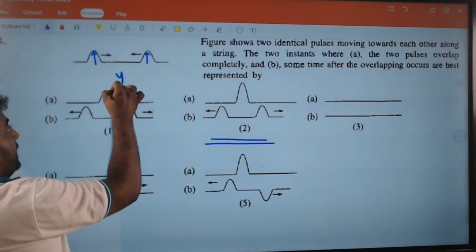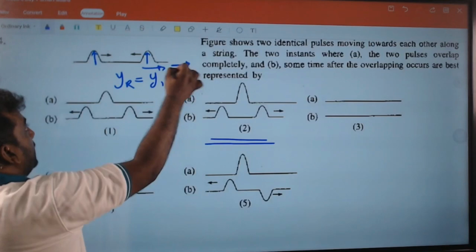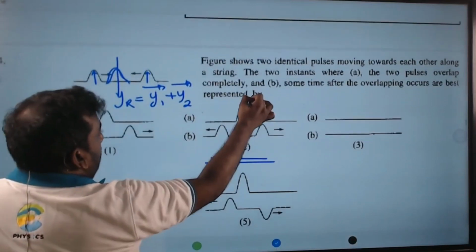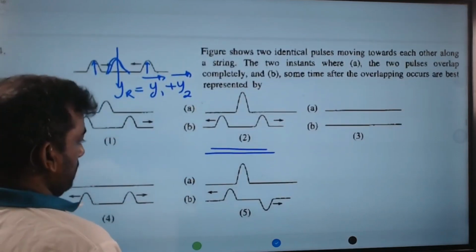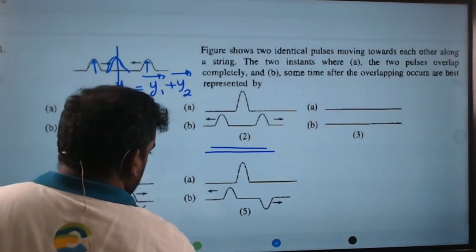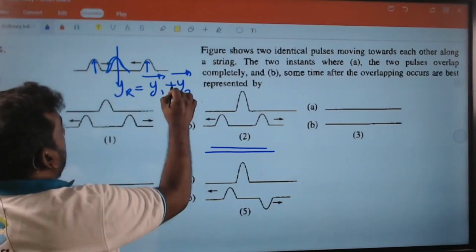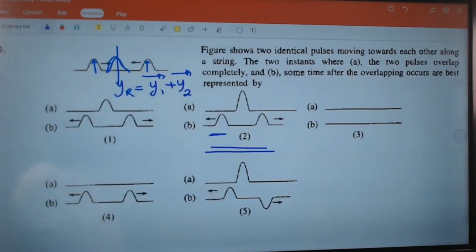So resultant displacement is the vector sum of the individual displacements at a particular point. So once they meet here, this wave and the other wave, they superimpose to a bigger wave. Once they superimpose to a bigger wave, after superimposing, they travel as if nothing ever happened. Correct answer is answer number 2.